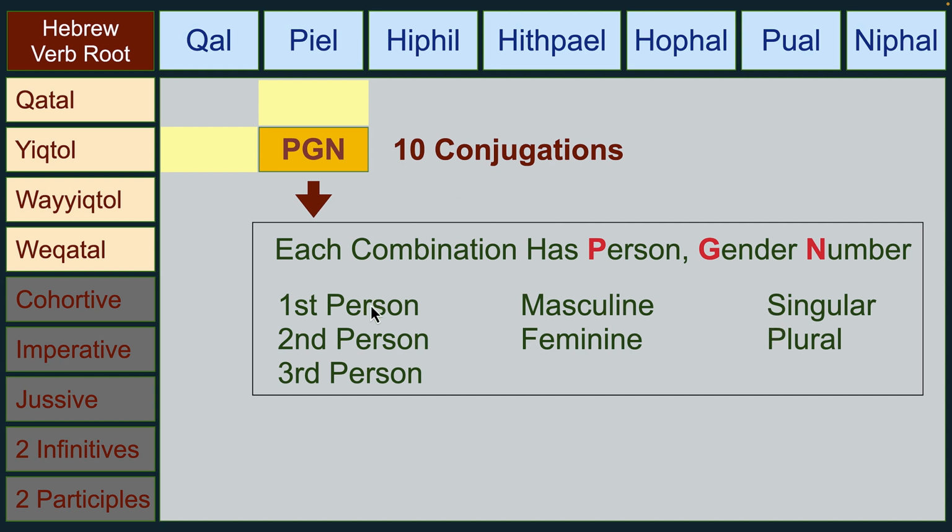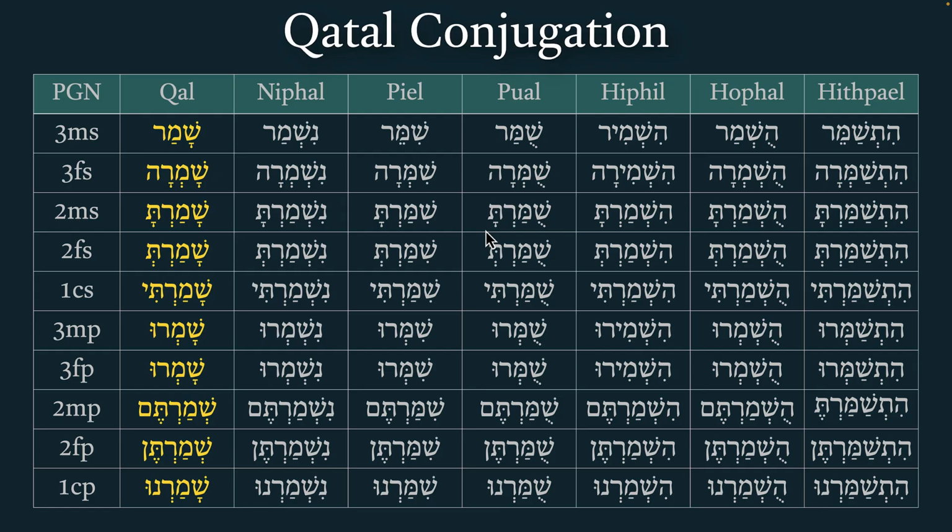Because for the first person, there is no distinction between masculine and feminine. Therefore, both for singular and plural, you have only 1 instead of 2. So you deduct 2 out of the 12 and you get 10. So 10 conjugations for Yiktol PL, or for that matter, any combination. So in total, you get 280. We talked about it last time.